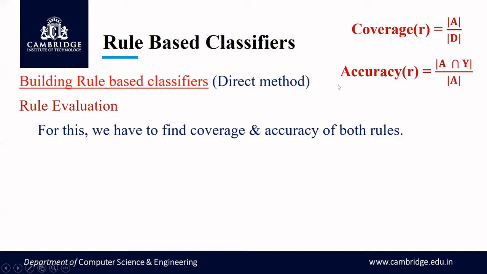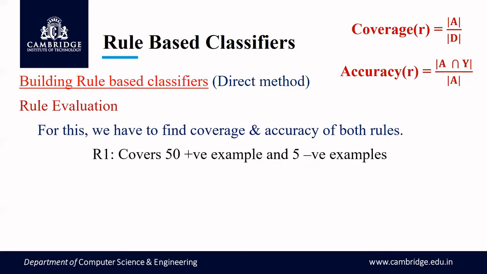Now using this formula, we'll try to find the accuracy as well as coverage for both the rules that are given to us. Let us consider the first rule. The first rule says that it is covering 50 positive examples and 5 negative examples. In total, we have 60 positive examples and 100 negative examples, out of which R1 covers 50 positive and 5 negative examples. So now find the coverage and accuracy of this rule first.